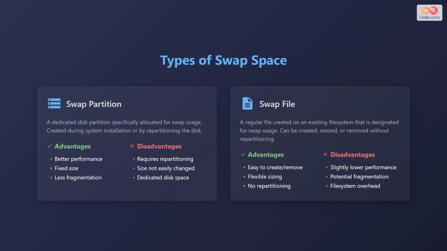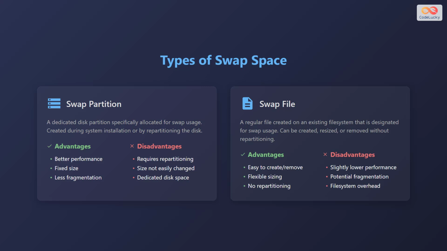There are two primary types of swap space: swap partitions and swap files. A swap partition is a dedicated disk partition specifically allocated for swap usage. It is created during system installation or by repartitioning the disk. Swap partitions offer better performance, have a fixed size, and experience less fragmentation. However, they require repartitioning. Their size is not easily changed, and they use dedicated disk space.